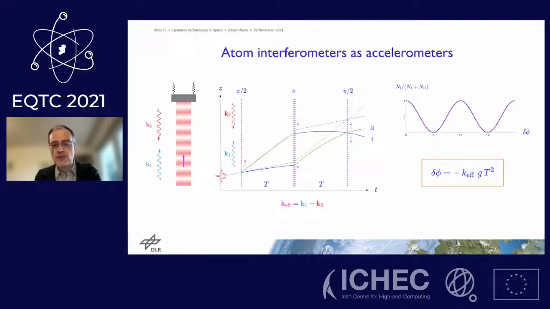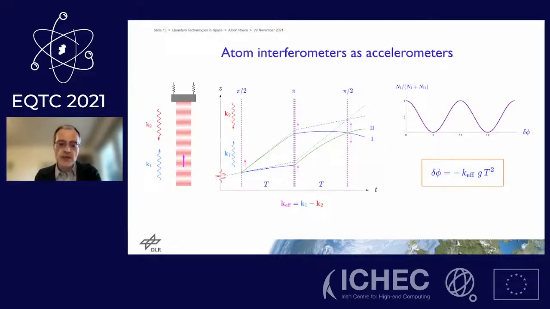This phase shift can be read out from the interference signal, which in the simplest case would correspond to measuring the number of atoms detected in one exit port and the other, and then looking at the fraction of atoms at each exit port. That's something that will oscillate as a function of the phase shift.